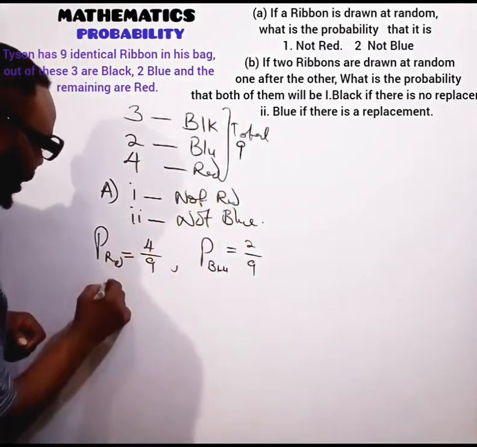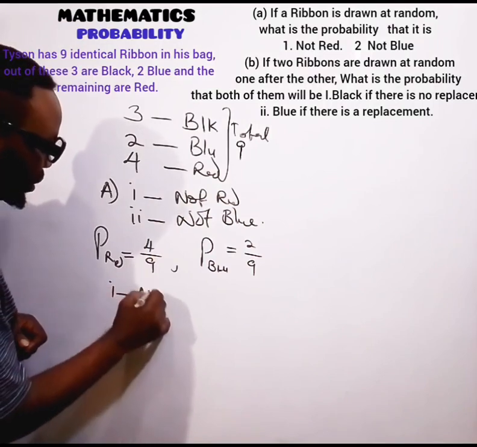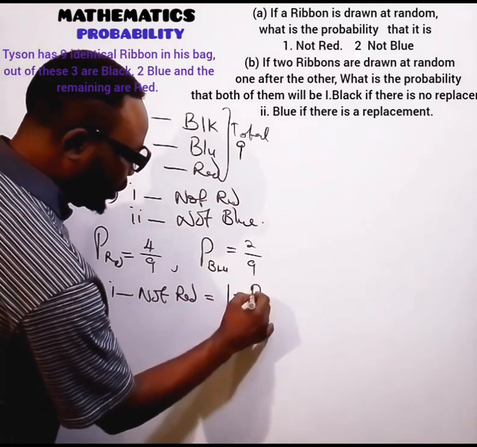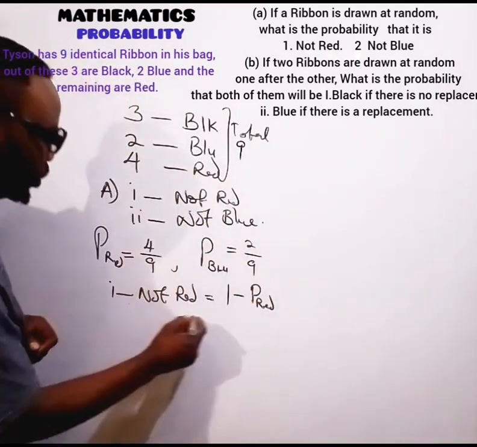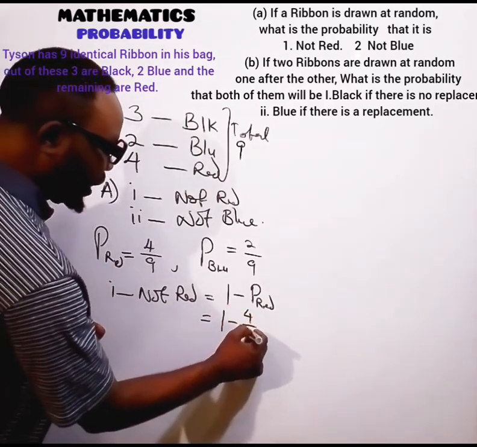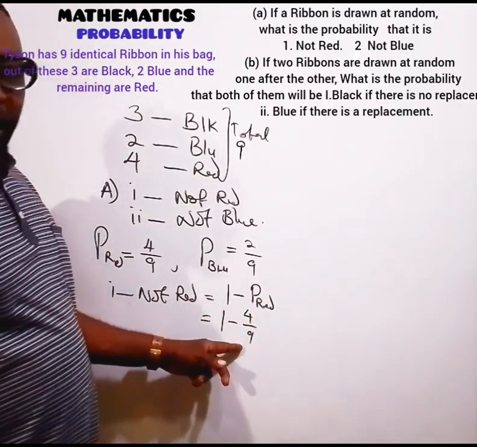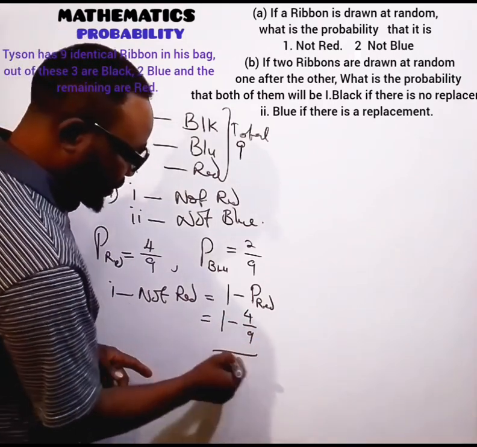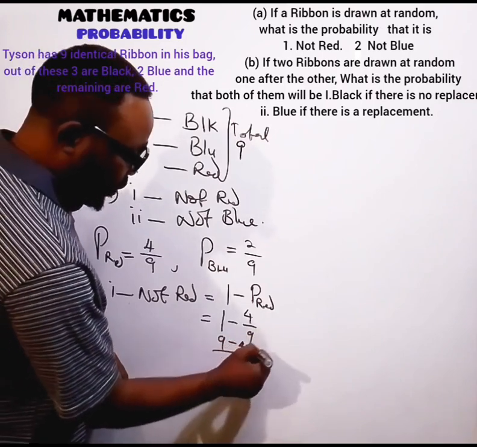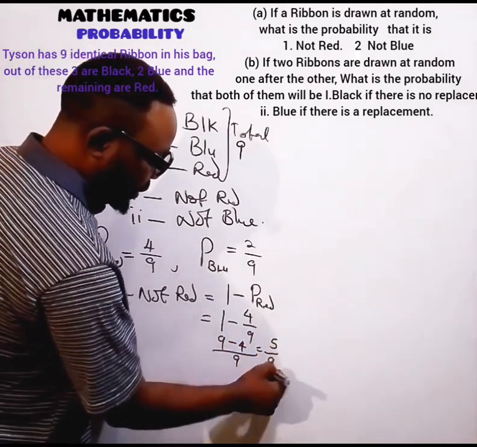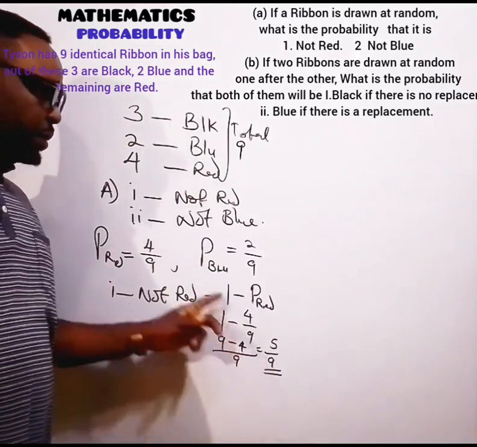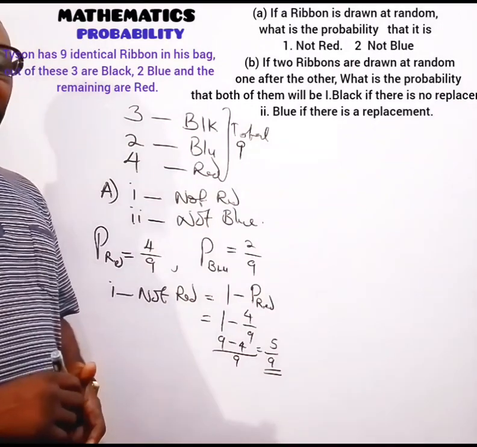Probability that it is not red will be equal to 1 minus probability of red, which is 1 minus 4 over 9. In this regard, I have to find the LCM because this is a fraction. That will be 9, 9 times 1 is 9, minus 4, that will be 5 over 9. That is the probability that it is not a red ball that is picked from the bag.